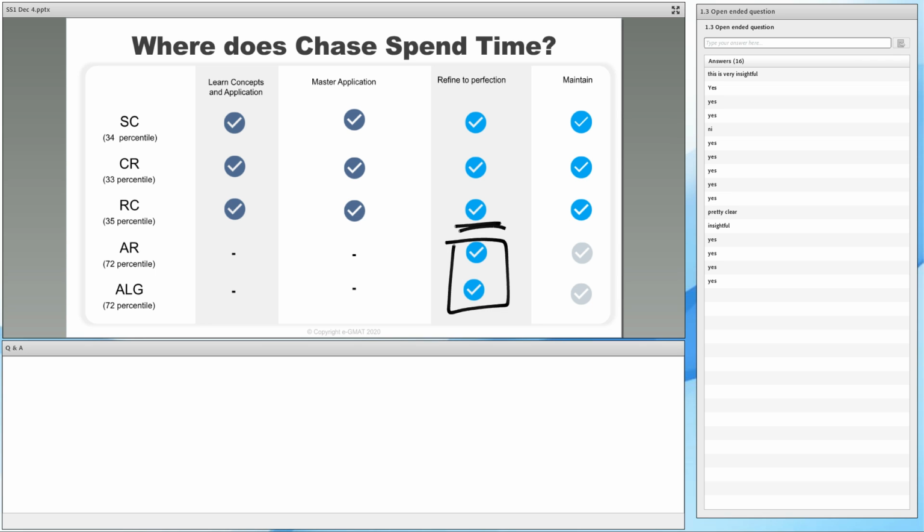There's a lot of detail that I'm not actually talking about right now, which is to say, how do you figure out where in arithmetic and where in algebra Chase is going to spend time? That's where analytics comes in. But at a very high level, if you are Chase building your study plan, that's all I'm going to focus on, refine to perfection, but on the quant side. But on the verbal side of things, I've got to start from the basics.